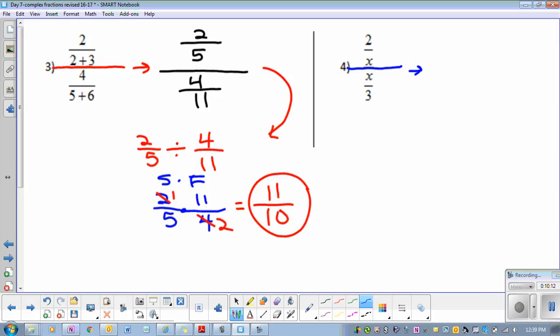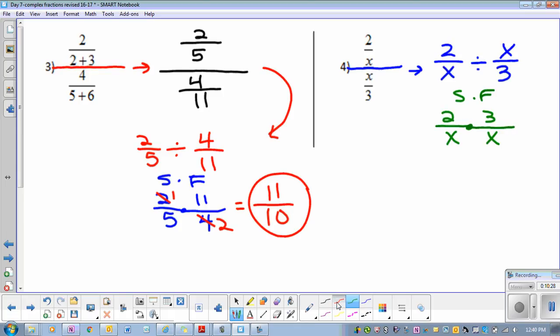So this becomes 2 over x divided by x over 3, which is really same times flip. 2 over x times 3 over x. Can anything cross out? So that's 6 over what? X squared.